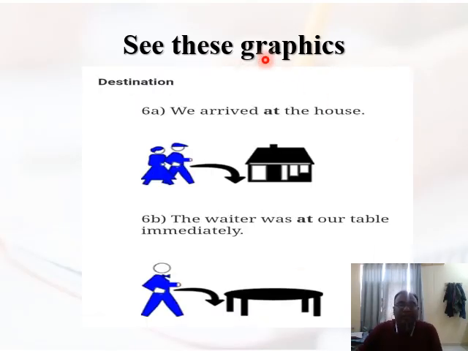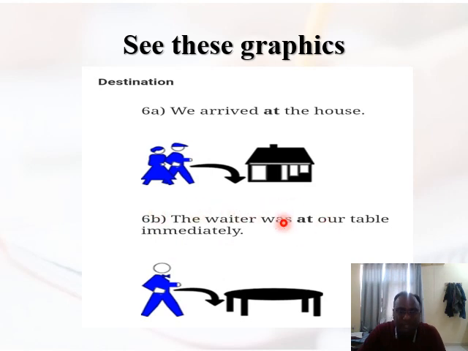Next, we have destination. We arrived at the house. Yes, that means we have arrived at the destination, that was the house. So our destination was the house and we have arrived at that destination. So at is used here as indicating the destination. Clear? The waiter was at our table immediately.